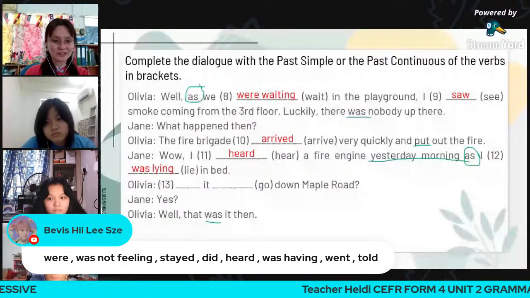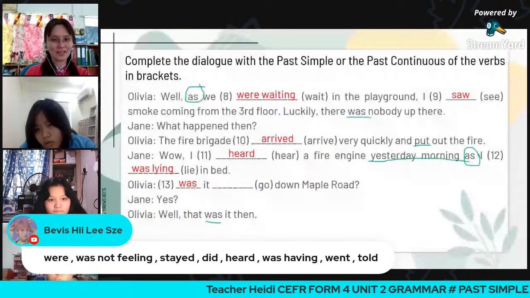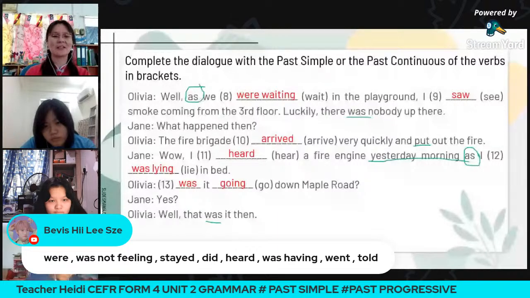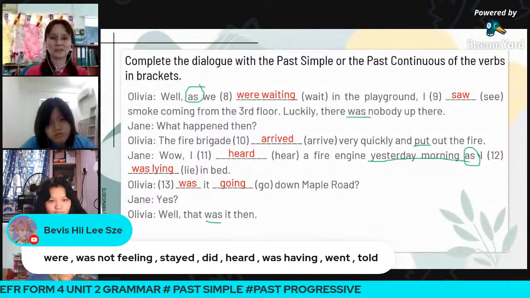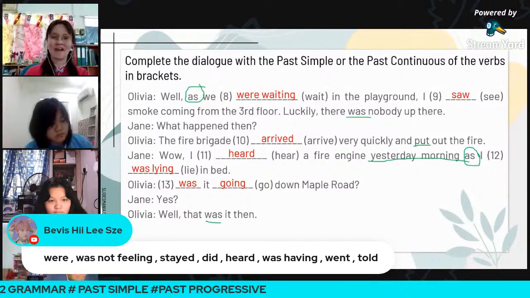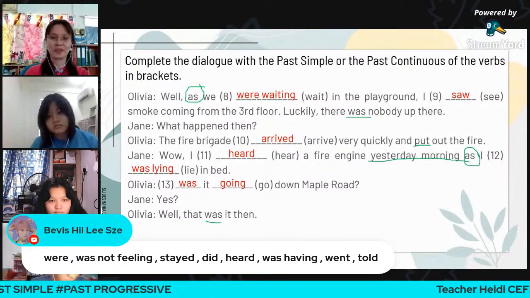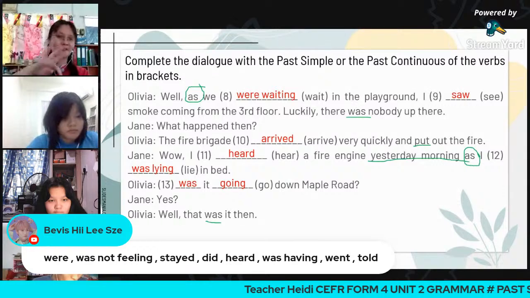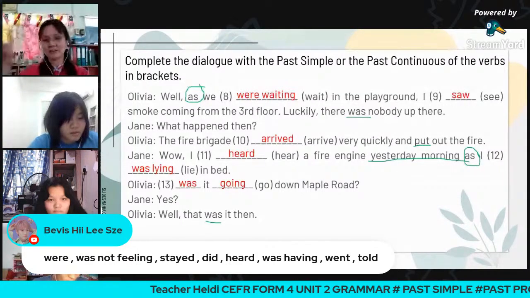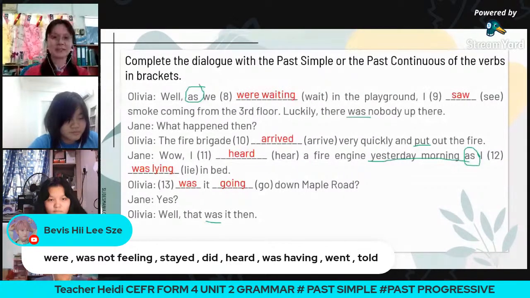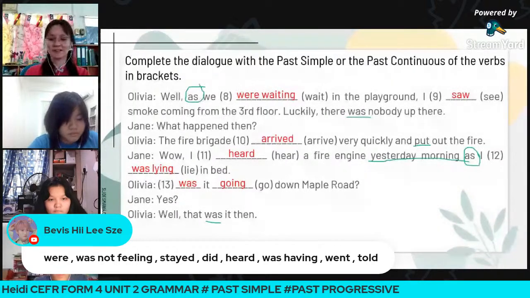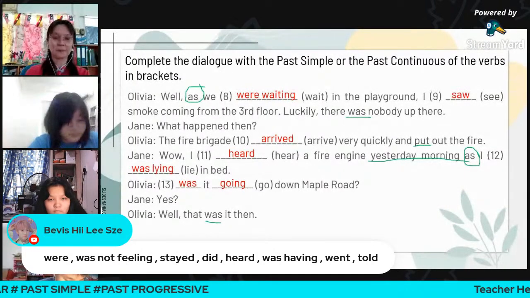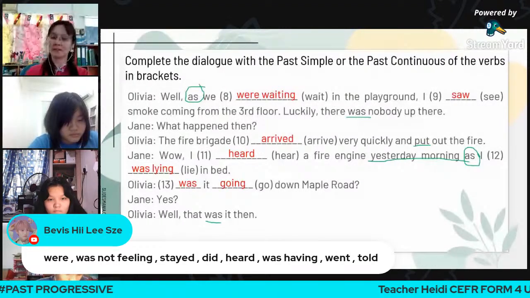Okay, then was it going down Maple Road? Because it's in progress, you must know that this wow, I heard a fire engine yesterday morning as I was lying in bed, because you expect that the fire engine is still moving. So was it going down Maple Road? Alright, instead of the present, instead of the past simple. Then yes, well, that was it then.